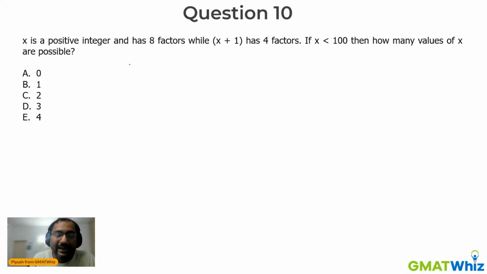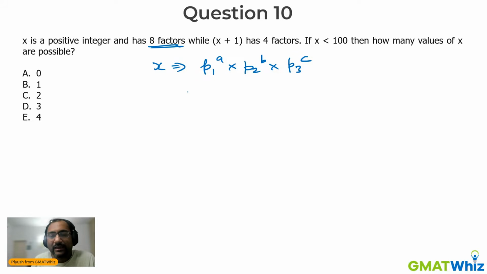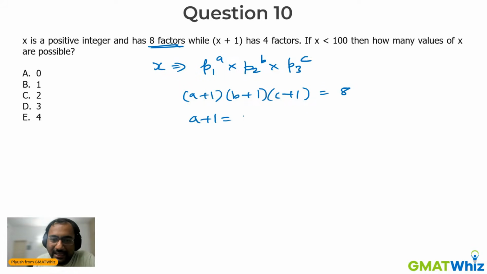The moment I see that, I would try to write x in the form p1 to the power a, p2 to the power b, p3 to the power c. Since it has 8 factors, I know that (a plus 1)(b plus 1)(c plus 1) is equal to 8. It's possible that it might not have 3 prime factors. It is possible that it has only 1 prime factor. In that case, a is equal to 7. So x could be of the form p1 to the power 7.